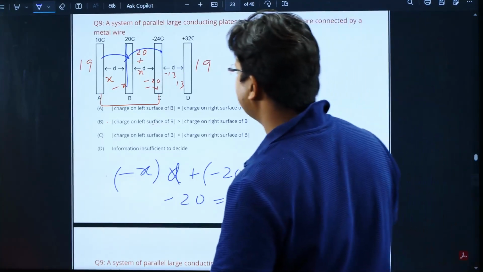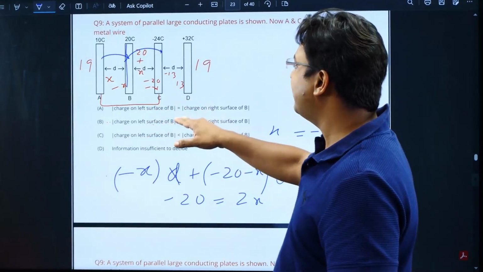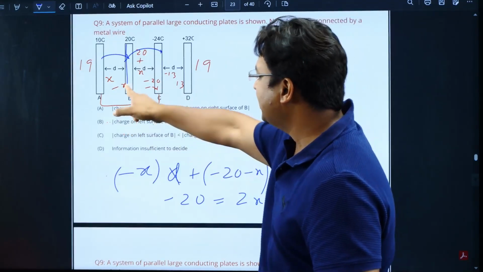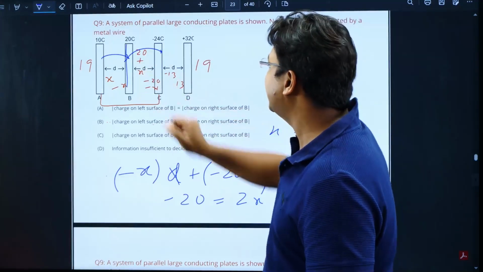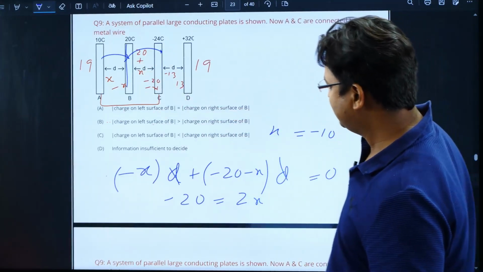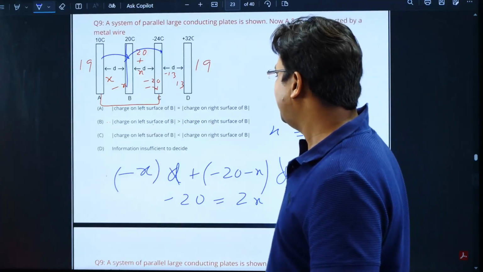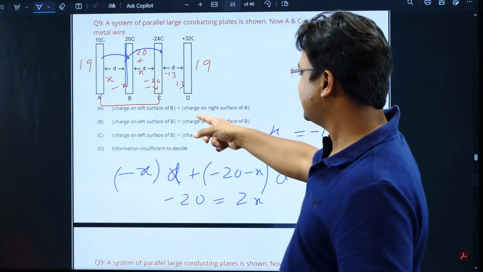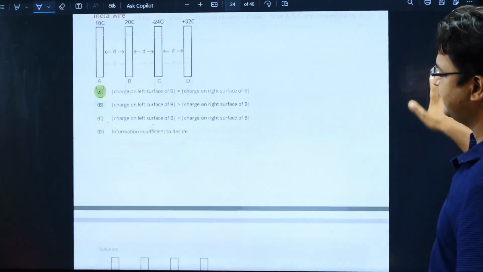So if X is minus 10, let's read the options now. The magnitude of charge on the left surface of B would be 10, which is equal to the charge on the right surface of B. That's correct. So option A is correct. The other three should be incorrect. So these two become incorrect. Option A is the answer then. Okay, so option A is the answer, everyone.